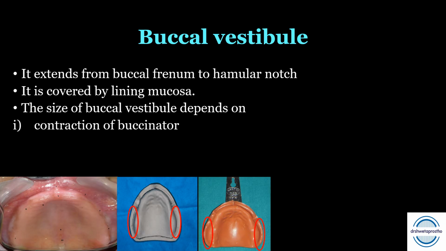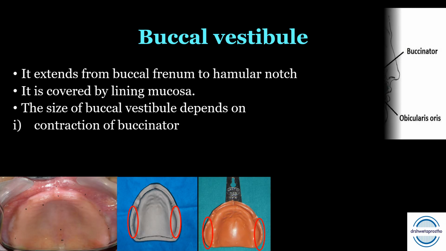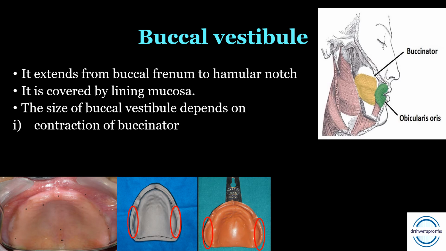The size of the buccal vestibule depends on three factors. First is the contraction of the buccinator. As we can see in the picture, the fibers of the buccinator affect the posterior region, that is the buccal vestibule, and the orbicularis oris fibers are present horizontally in the labial vestibular region.